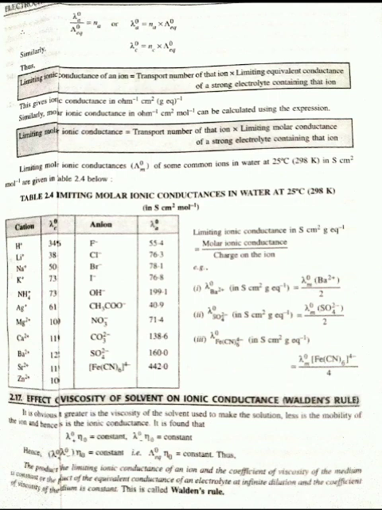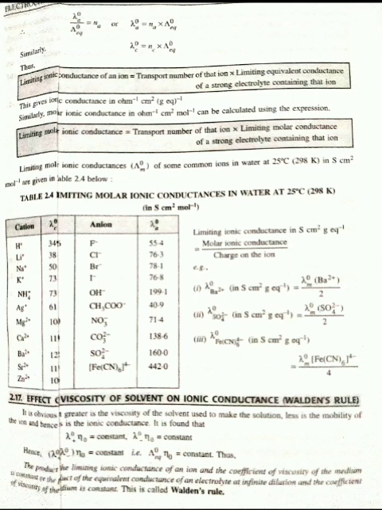Thus, the limiting ionic conductance of an ion is equal to the transport number of that ion into the limiting equivalent conductance of a strong electrolyte containing that ion. This gives ionic conductance in ohm inverse centimeter square gram equivalent inverse. Similarly, molar ionic conductance in ohm inverse centimeter square mole inverse can be calculated using the expression: limiting molar ionic conductance is equal to the transport number of that ion into the limiting molar conductance of a strong electrolyte containing that ion. Limiting molar ionic conductance lambda m naught of some common ions in water at 25 degrees Celsius, 298 Kelvin, in Siemens centimeter square mole inverse, are given in Table 2.4.